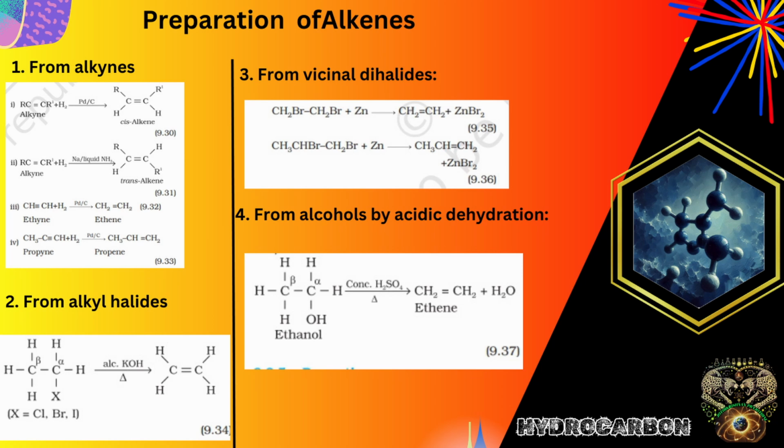Vicinal dihalides, that is, compounds with two halogen atoms on adjacent carbons, can also be converted to alkenes through dehalogenation. When treated with zinc metal, a vicinal dihalide loses a halogen molecule and forms an alkene. Alkenes can also be prepared by acidic dehydration of alcohols. When alcohols are heated with concentrated acid, a water molecule is eliminated, forming an alkene. This is another example of a beta elimination reaction.